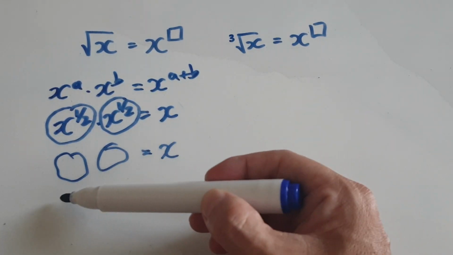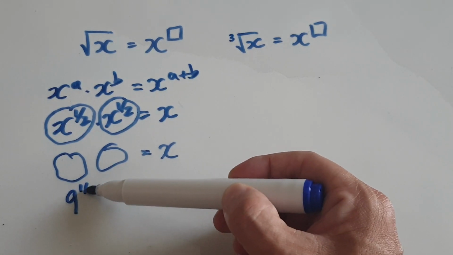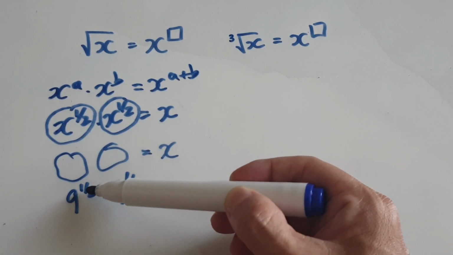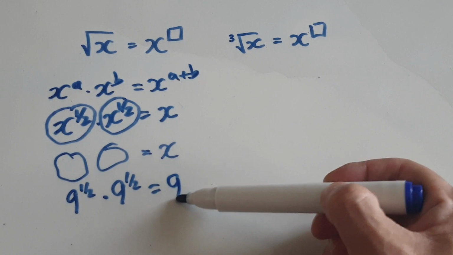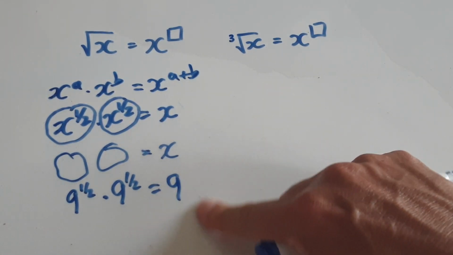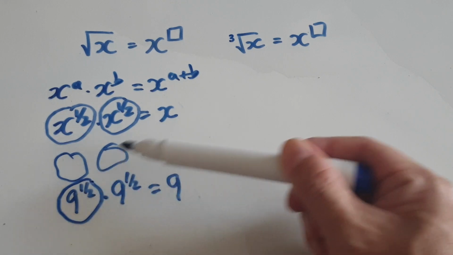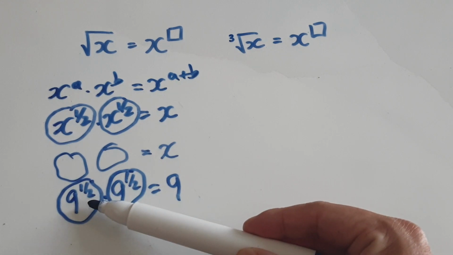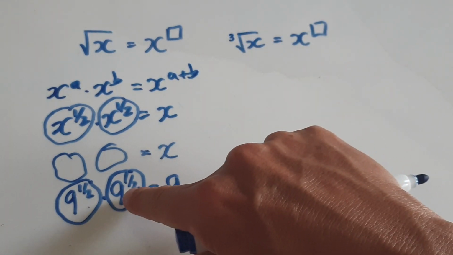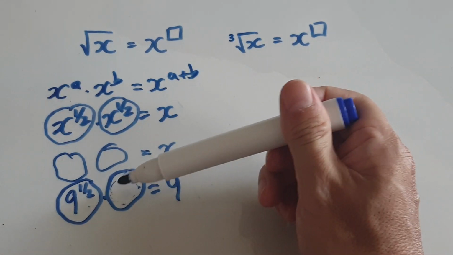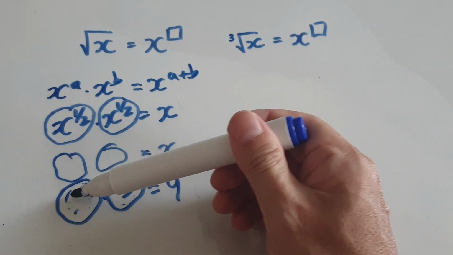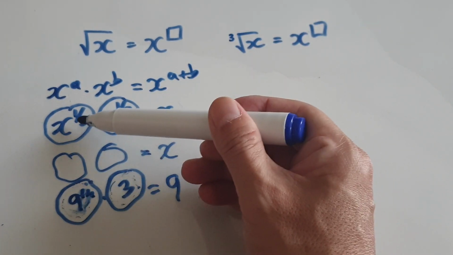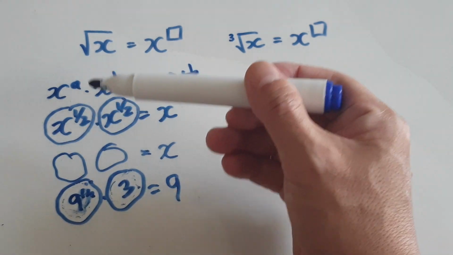Because look, for example, if I were to give you 9 to the power of a half times 9 to the power of a half, that would be you adding up the two indices. That would be 9 to the power of 1, which is just 9. So we don't understand what it means to have 9 to the power of a half, but it's going to be something that, when you times it by its exact same self, gives you 9. Really, this is the square root of 9, because look, 3 times 3 is 9. So really, 9 to the power of a half is the square root of 9. So when you have x to the power of half, it means the square root.